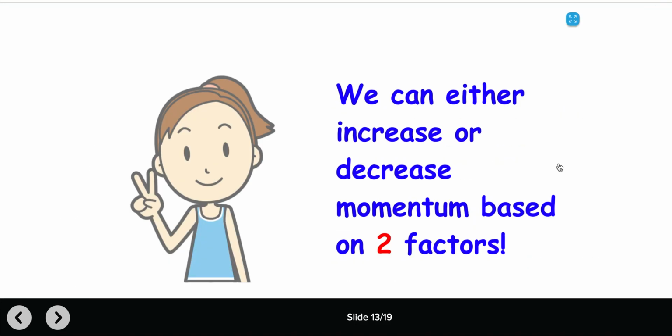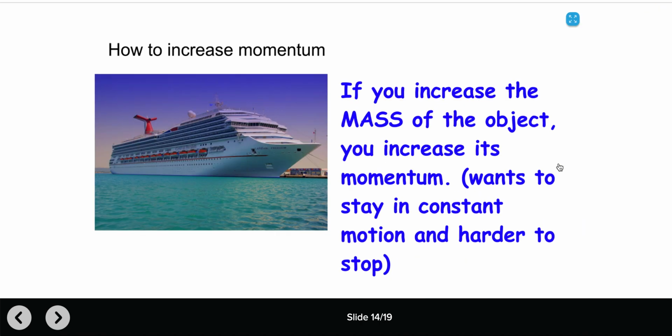And when it comes to momentum, there are two big factors that will cause us to either increase or decrease the momentum of an object. First is an object's mass. Right here we have a nice big picture of a cruise ship, which we know is massive and fits hundreds of people, and it is just crazy to see one in person. If you were to compare this ship to a little speedboat, maybe something that you use for fishing, you have two huge differences in momentum.